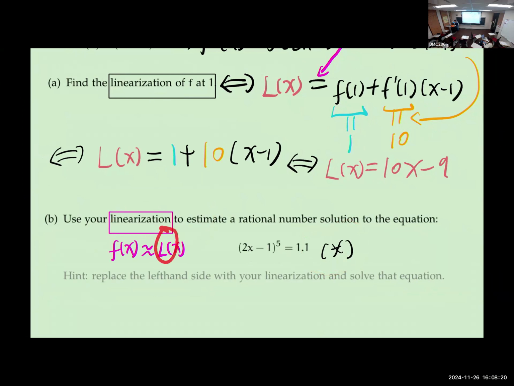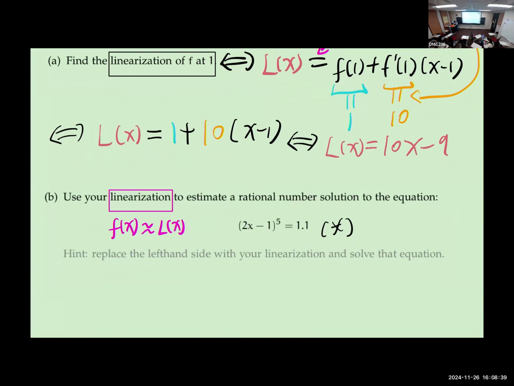We want to use L to replace f. L is a linear function, right? It's a very easy function. f is a garbage function, a nightmare. So we don't want to deal with f, we want to deal with the linear version of it. We want to use L of x to replace f. That's the core spirit of linearization.